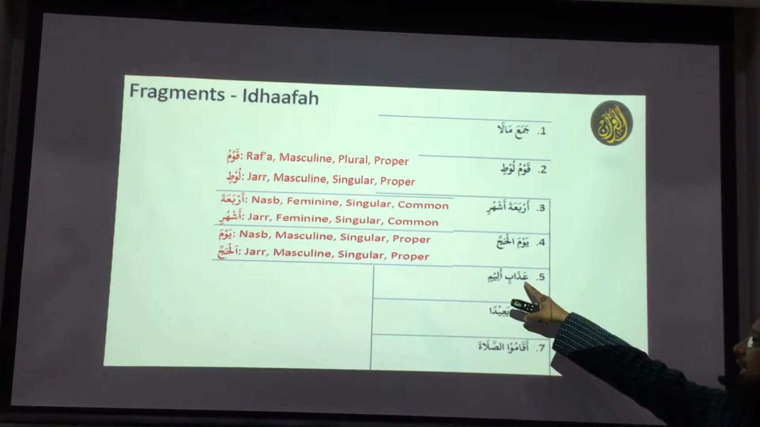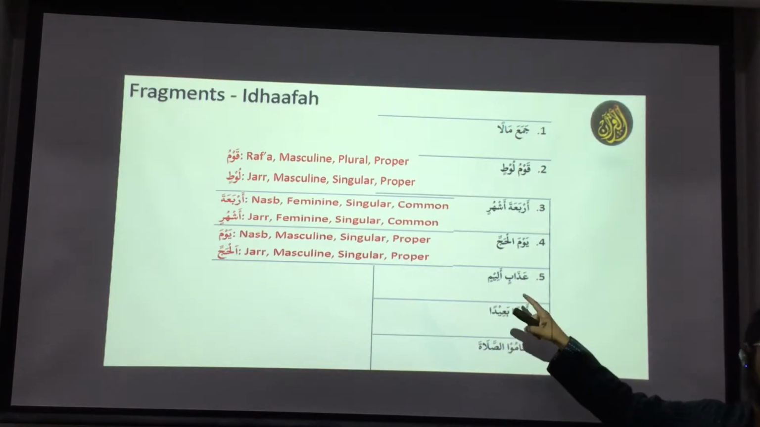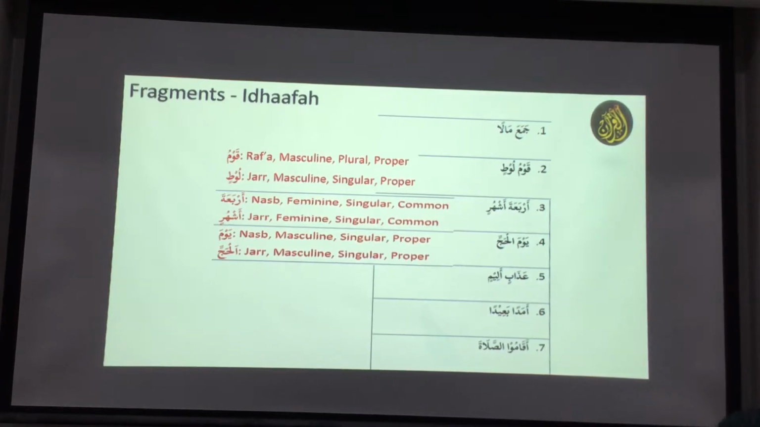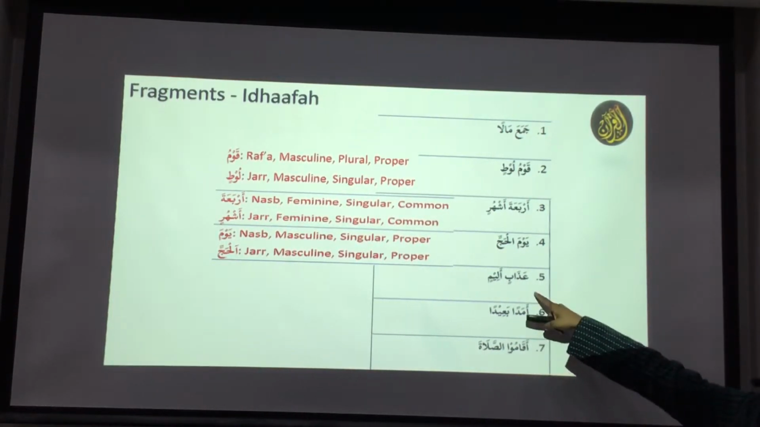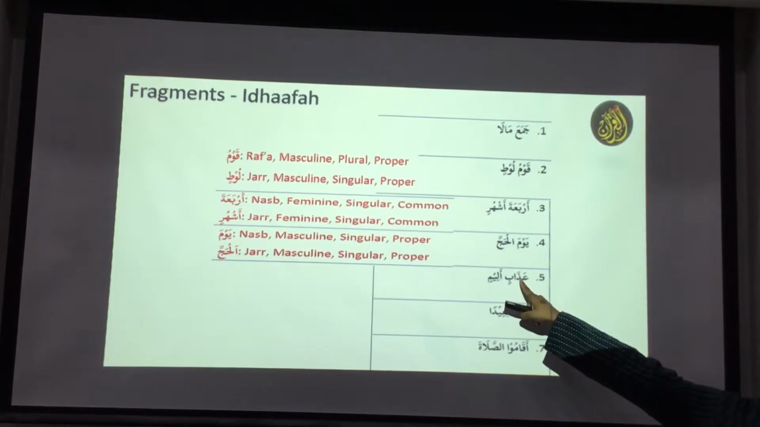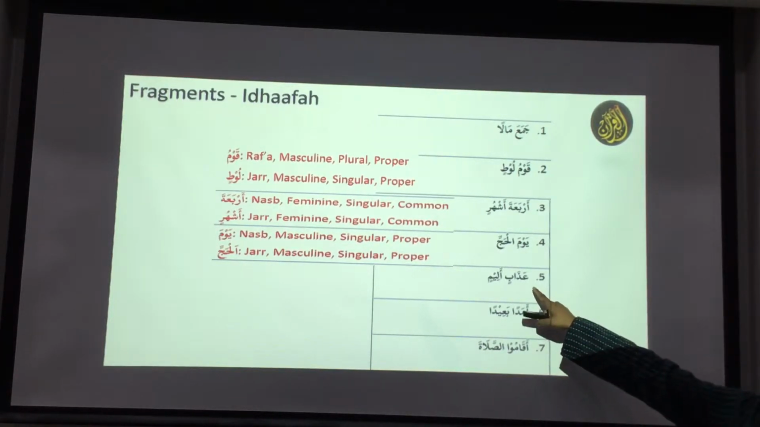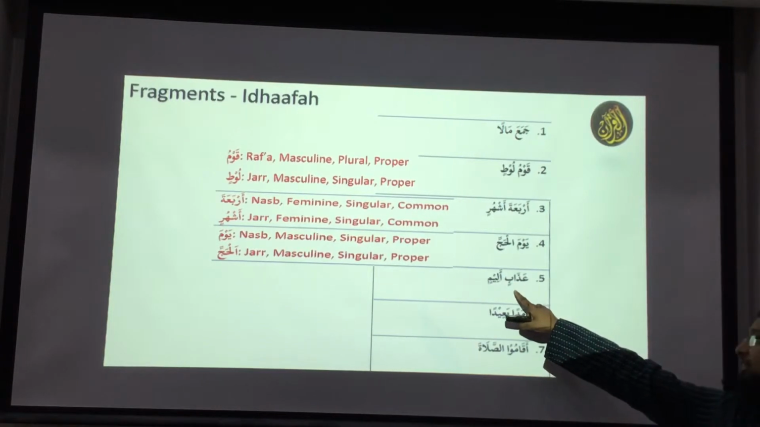Okay, Azabin Alim. Brother Shah, will you tell me? Azabin Alimin. Is it mudaf ilayhi? The word before the "of" is azabin. Does it fulfil both conditions? Is it light? No, it's not. Why not? Because of tanween. It's heavy. It's not light because it's tanween.